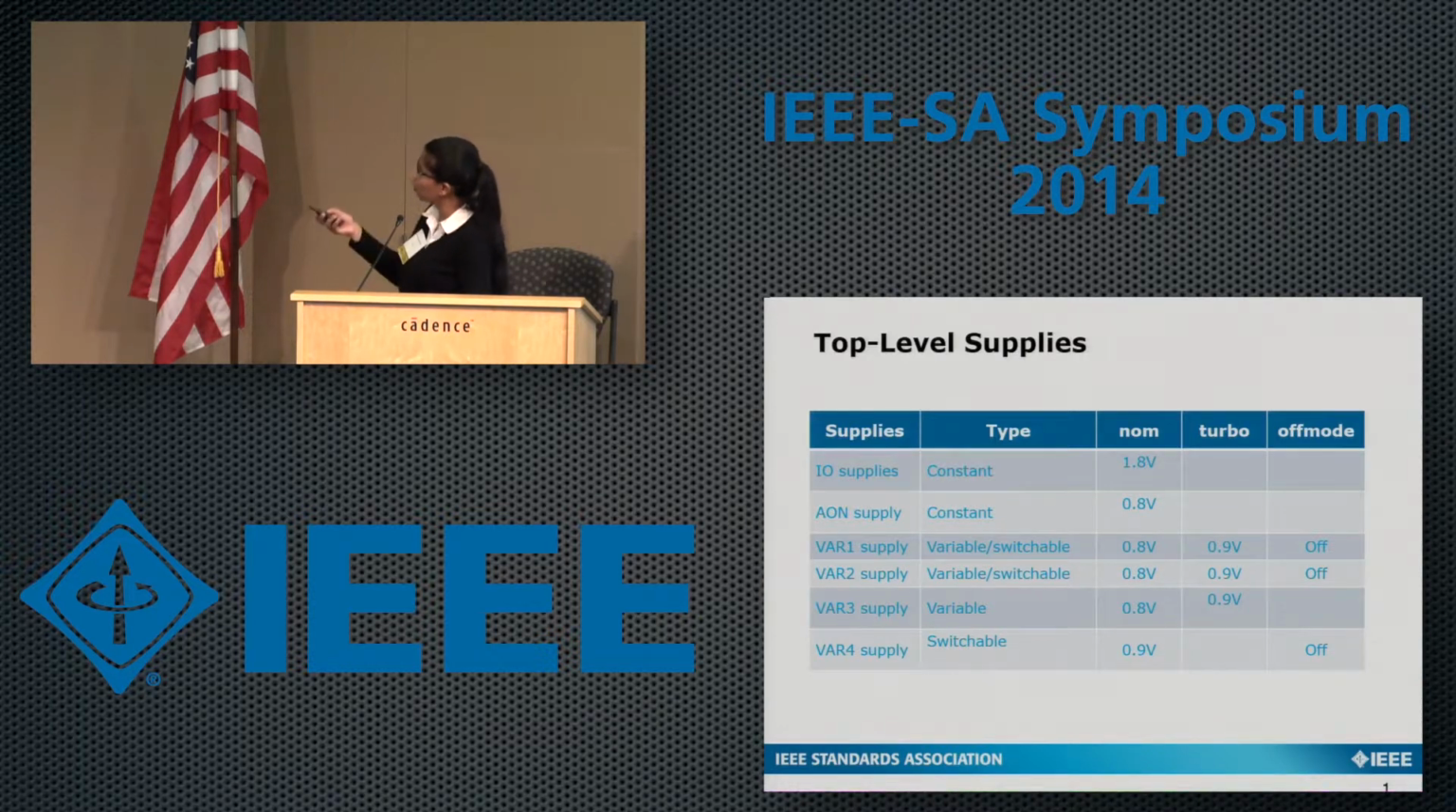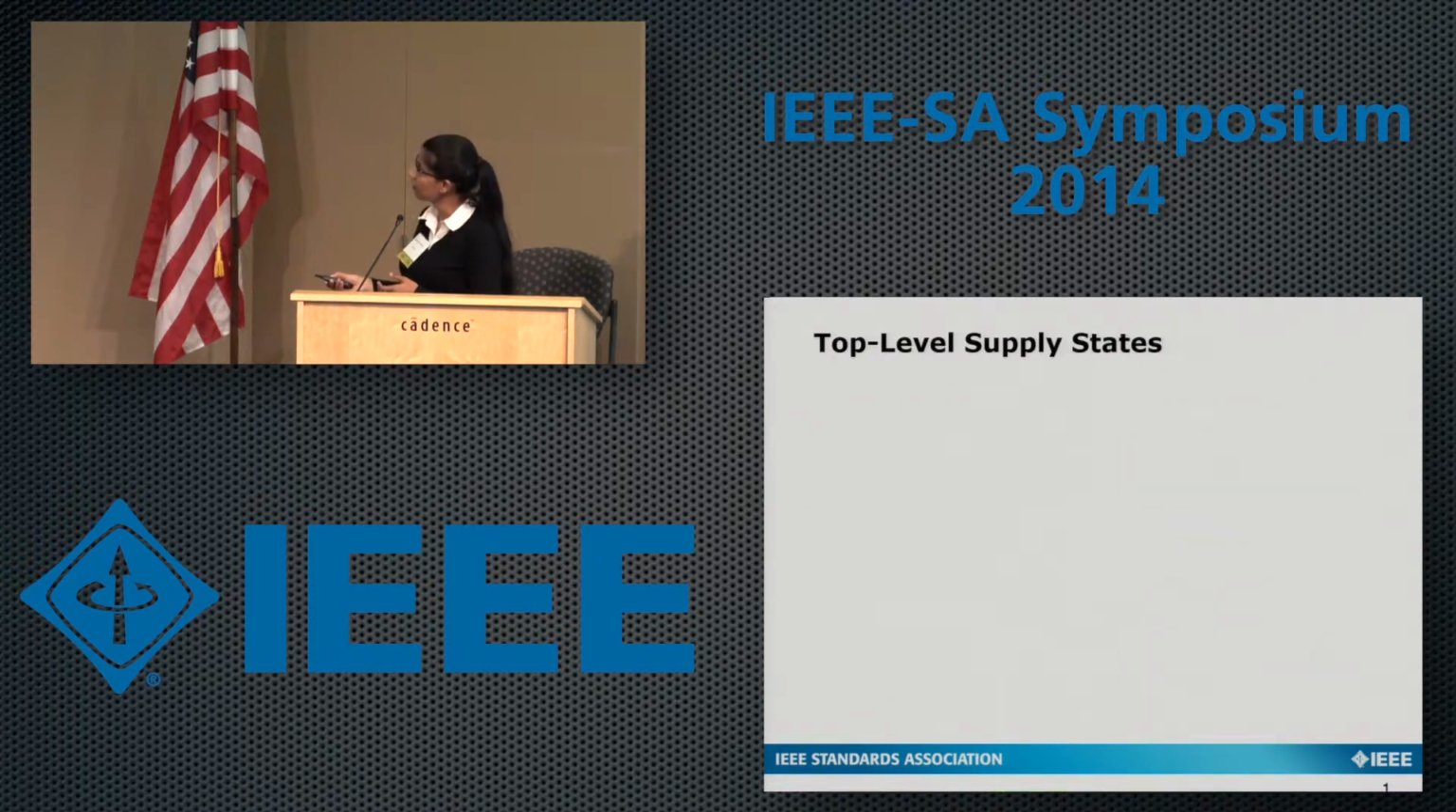And so in this case, what you could see is we have like 4 different voltage supplies, independent voltage supplies, and there are different types in it. The first one, the VAR1 supply is both variable and switchable, which means that you can actually turn it off completely. Whereas the third variable supply has just 2 modes, and it cannot be turned off. So you first basically build a table which lists all the different supplies. You talk about the different voltage conditions and off mode conditions.